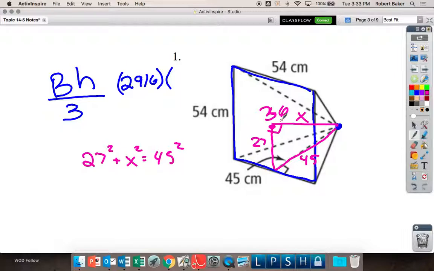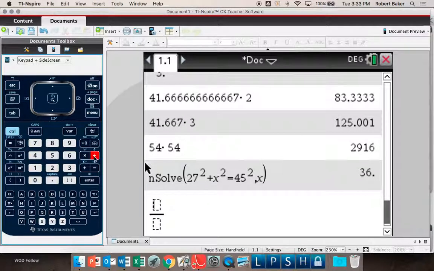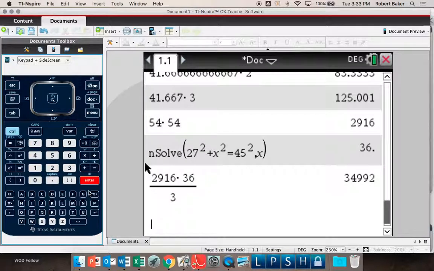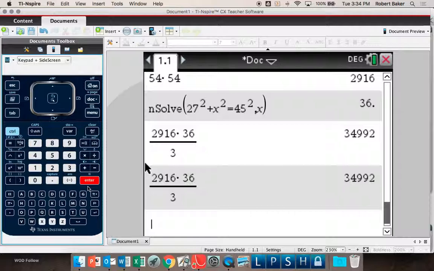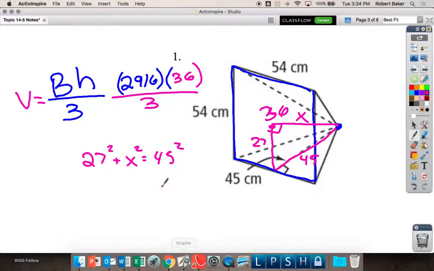So if I go back up here, the area of the base is 2,916. The height is 36. All that divided by 3 would be the volume of that pyramid. So when you type that in, you can do it a bunch of different ways. 2,916 times 36, all divided by 3. Okay, you can do it that way. If that's too much work, you can type it all in one line: 2,916 times 36 divided by 3. Still gives you this image, and it will convert it for you. So the volume of this pyramid is 34,992 cubic centimeters.